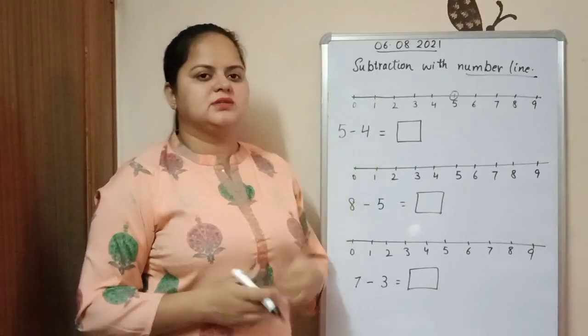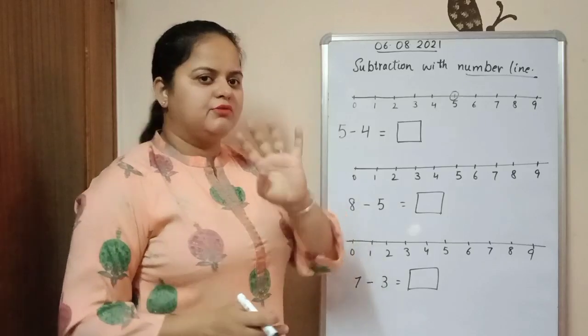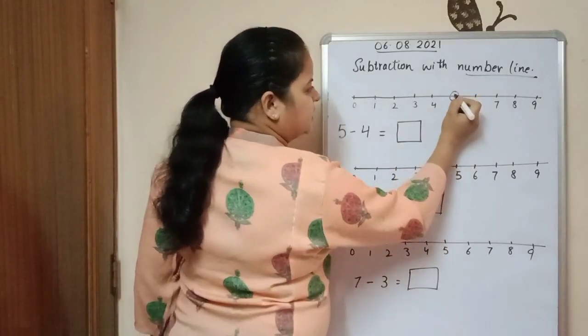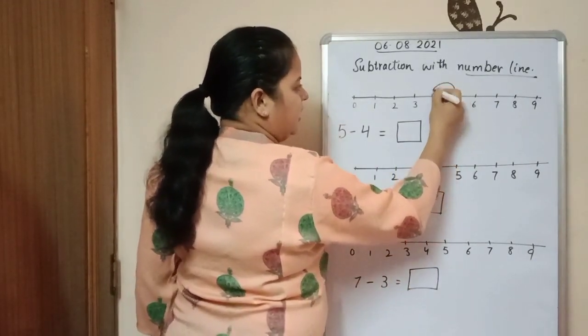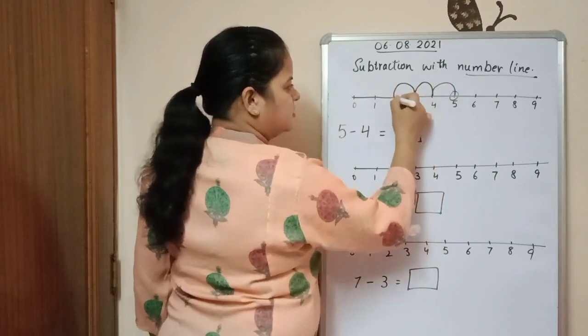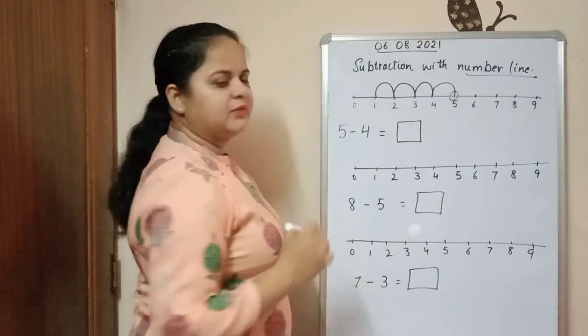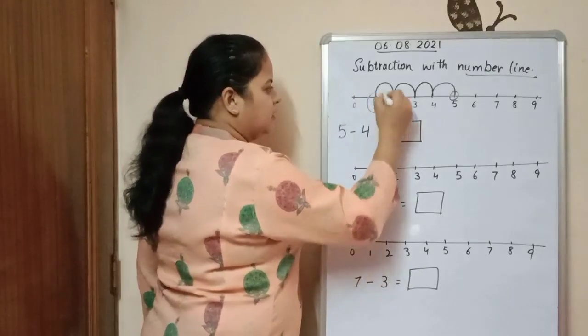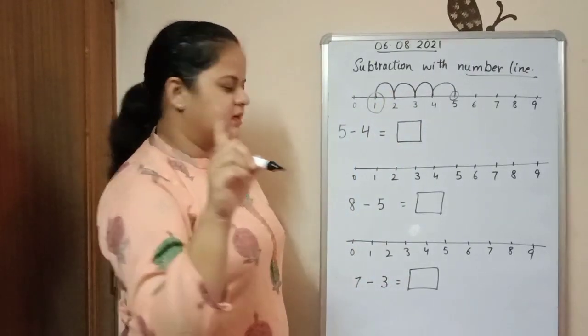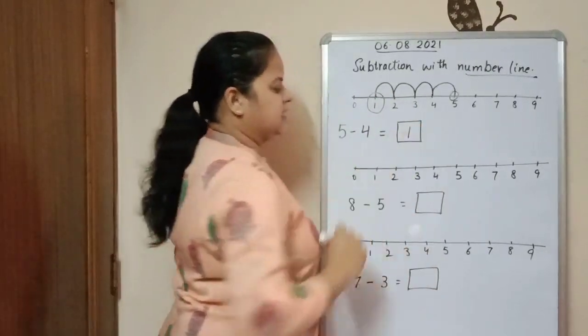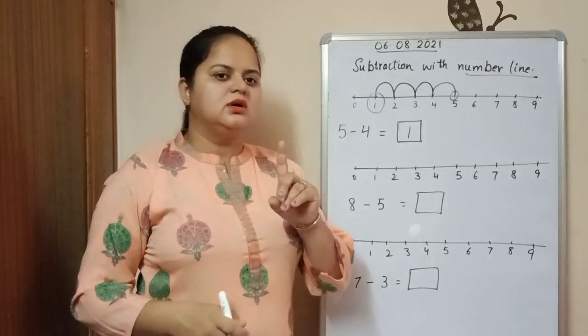From 5 minus 4 we will do 4 jumps. 1, 2, 3, 4, and we reach number 1. So the answer is 1. 5 minus 4 is equal to 1.